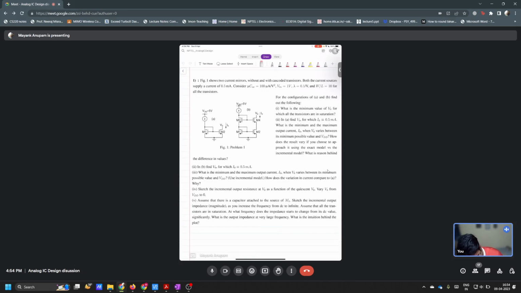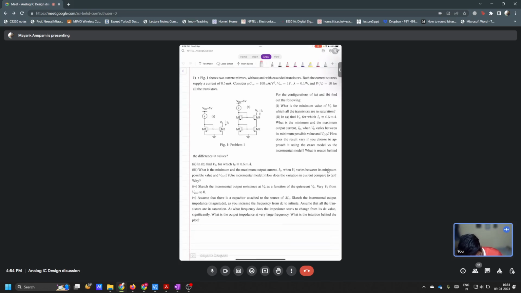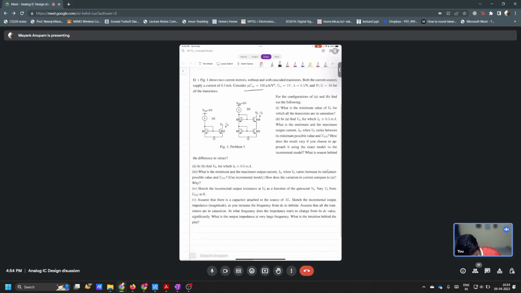In the first part of this question you have to find out what is V naught. First, this is a condition. You have been given certain parameters for these particular transistors, and you have to find out the minimum possible value of this V naught. This current I naught is given. So how will you find out the minimum value of V naught?